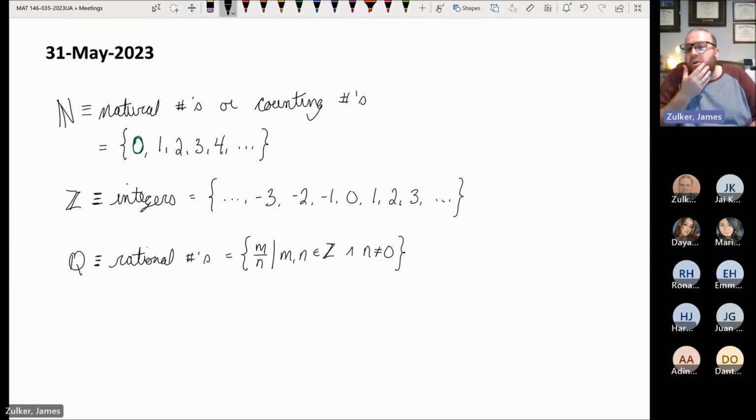All right, so rational numbers are defined as an integer over a non-zero integer. So it's the set of all those numbers. Right, so 2/3, 1/2, 6/7, 13 halves. Those are all rational numbers.